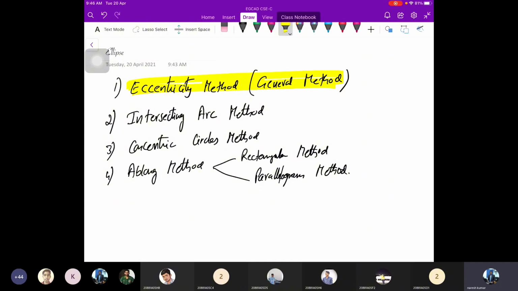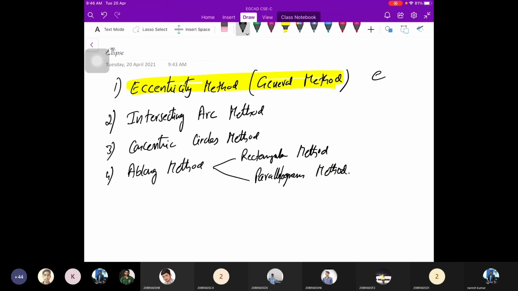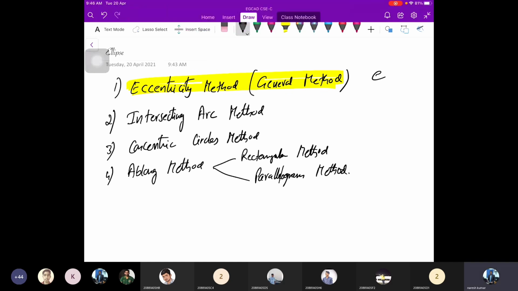Another name for the general method is the eccentricity method. That means it depends on E, whether E is less than 1, or E is greater than 1, or E is equal to 1. Depending on this, we'll decide what conic section we are getting. So we have only the general method, that is the eccentricity method.